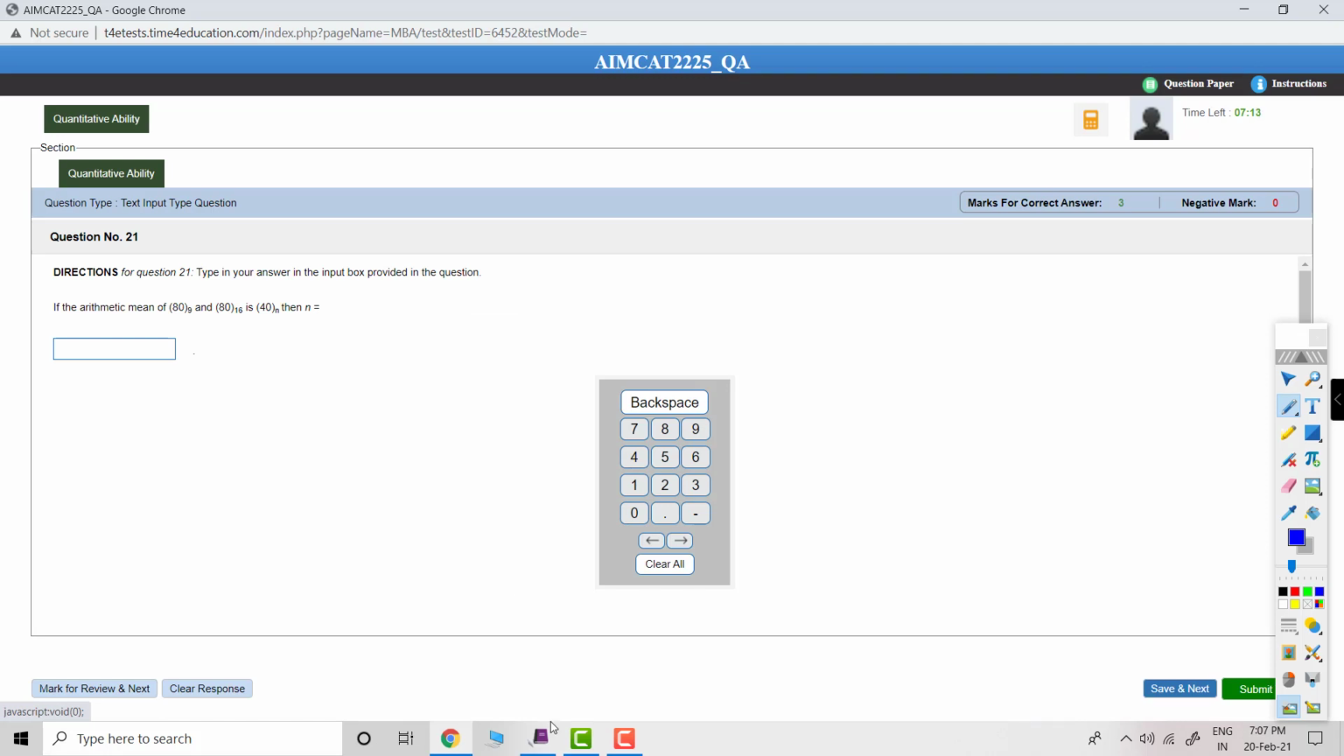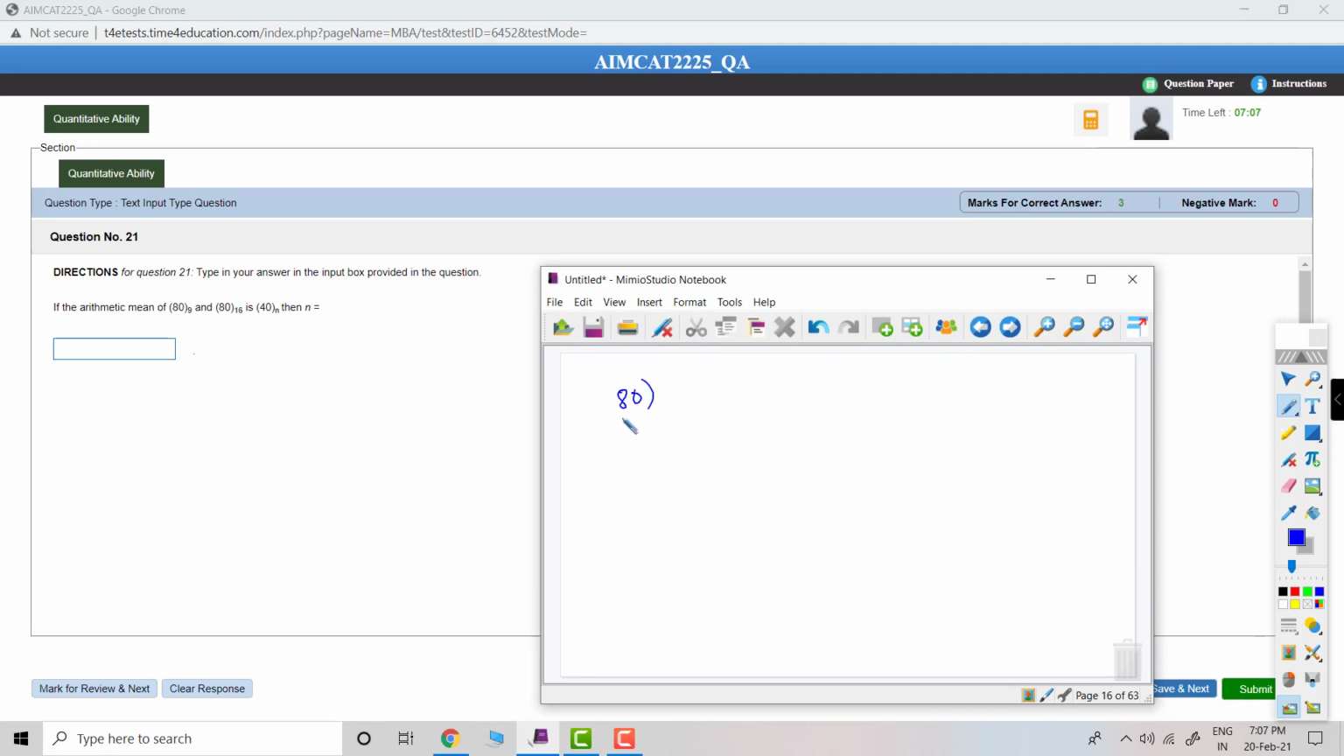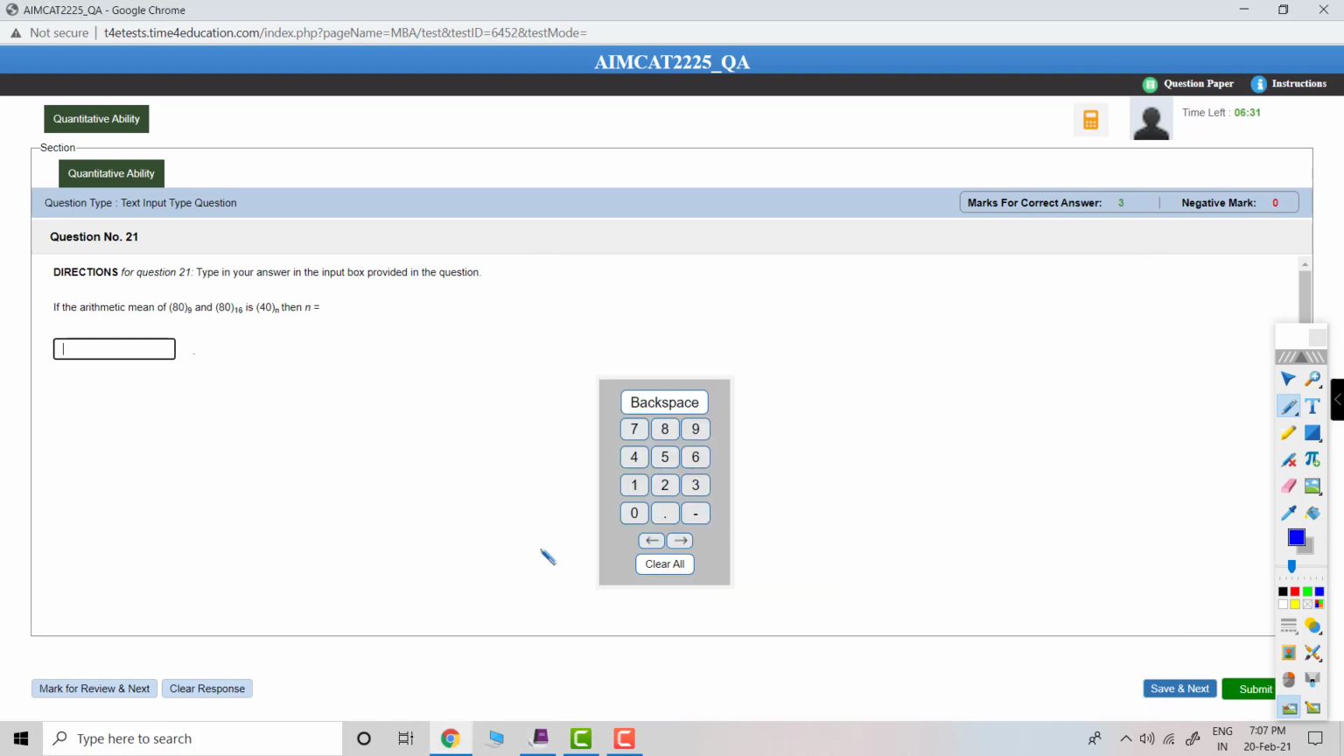Now let's find the arithmetic mean. This is the base system question. The arithmetic mean means average. 80 in base 9 plus 80 in base 16 divided by 2 is 40 in base n. Look here, let's convert this equation into decimal number system. That is 9 into 8 plus 0 plus 8 into 16 plus 0 divided by 2 is equal to 4 into n. Okay, let's solve this. 72 plus 16 into 8 is how much? 128 is equal to 8n. Okay, so this is 8n is equal to how much? 200. So n is equal to how much? 25. Okay, very easy question.